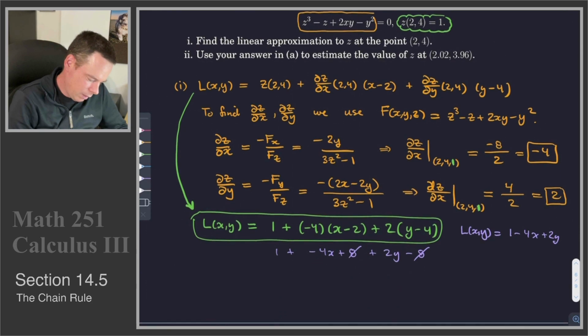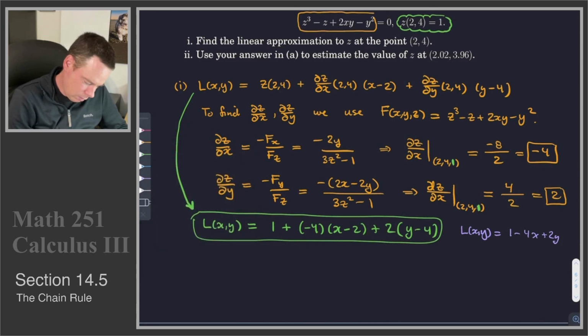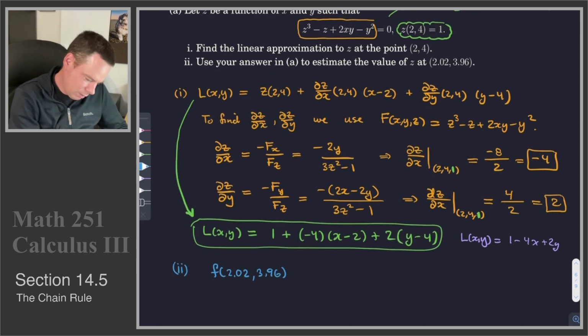Use our answer in part A to estimate the value at that nearby point. So I'm just going to get rid of this, and we'll go ahead and we'll work on part 2 now. Use our answer to estimate the value. So I will write it down like this. F of 2.02, 3.96. Actually, I don't think I had a little f defined anywhere, so it doesn't make sense to introduce it now. I will say then instead, because we've just been using z, the z value corresponding to those xy values.